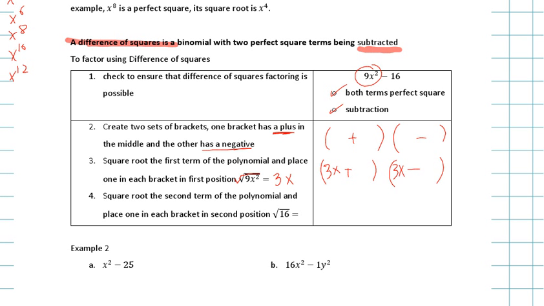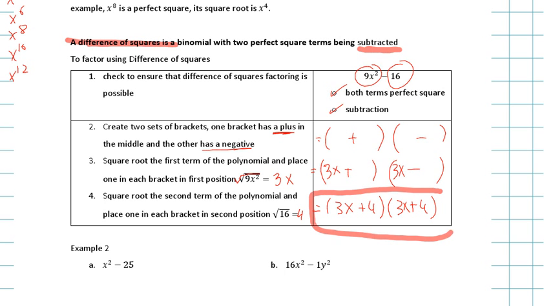Then you're going to take your second term and square root again. The square root of 16 is 4. So in the second position, you're going to put 4 and 4. So your final answer is this. So to factor 9x squared minus 16, you're going to get this answer.